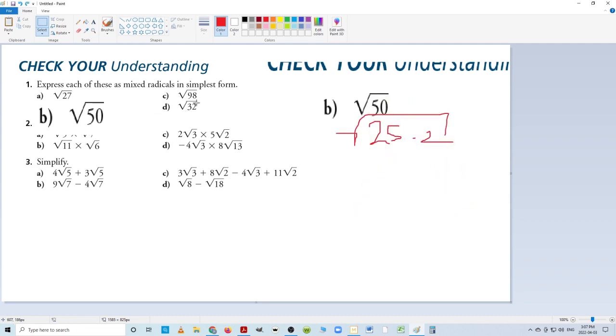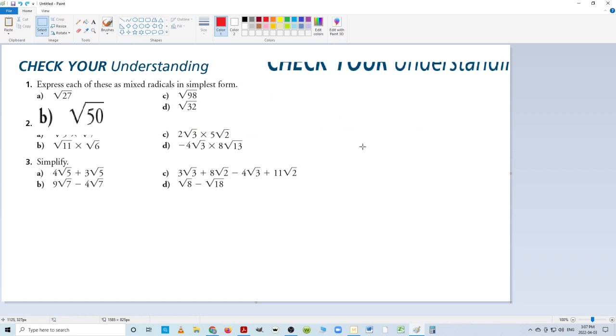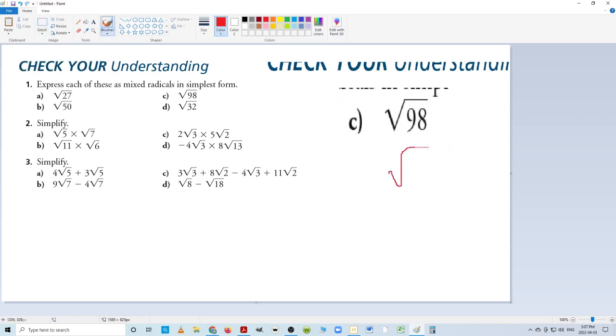Okay, what about C? C looks like it's 2 times 49. And so if I do 2 times 49 inside that bracket, 49 obviously has a square root of 7. So I get 7 times square root of 2. Also note, it's a good idea to always have your whole number in front as the multiplier, as opposed to this.